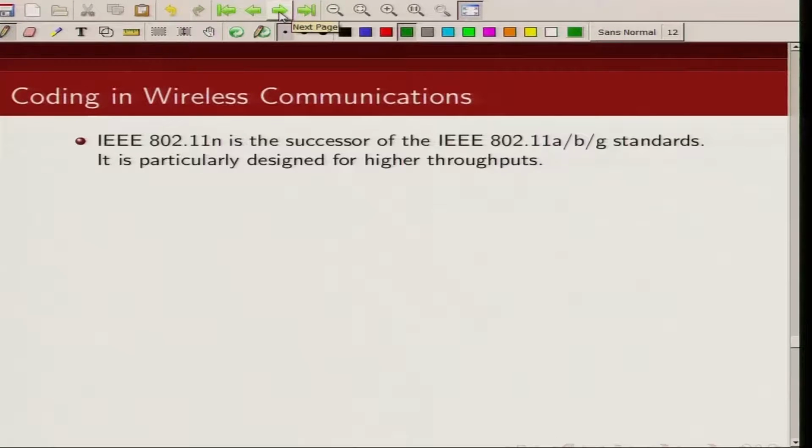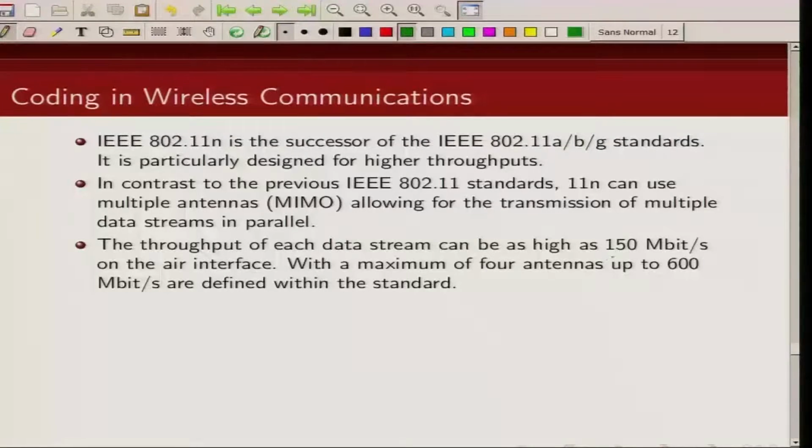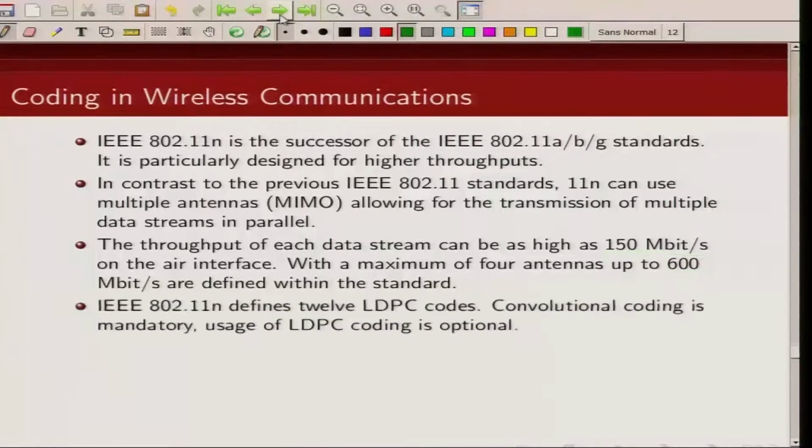Now, let us move to applications in Wi-Fi. IEEE 802.11n, which is a successor of IEEE 802.11a, b and g, supports multiple antennas for transmission. You could get about 150 Mbps in each data stream. If you use 4 antennas, you can get up to 600 Mbps. Here 12 different LDPC codes have been suggested.